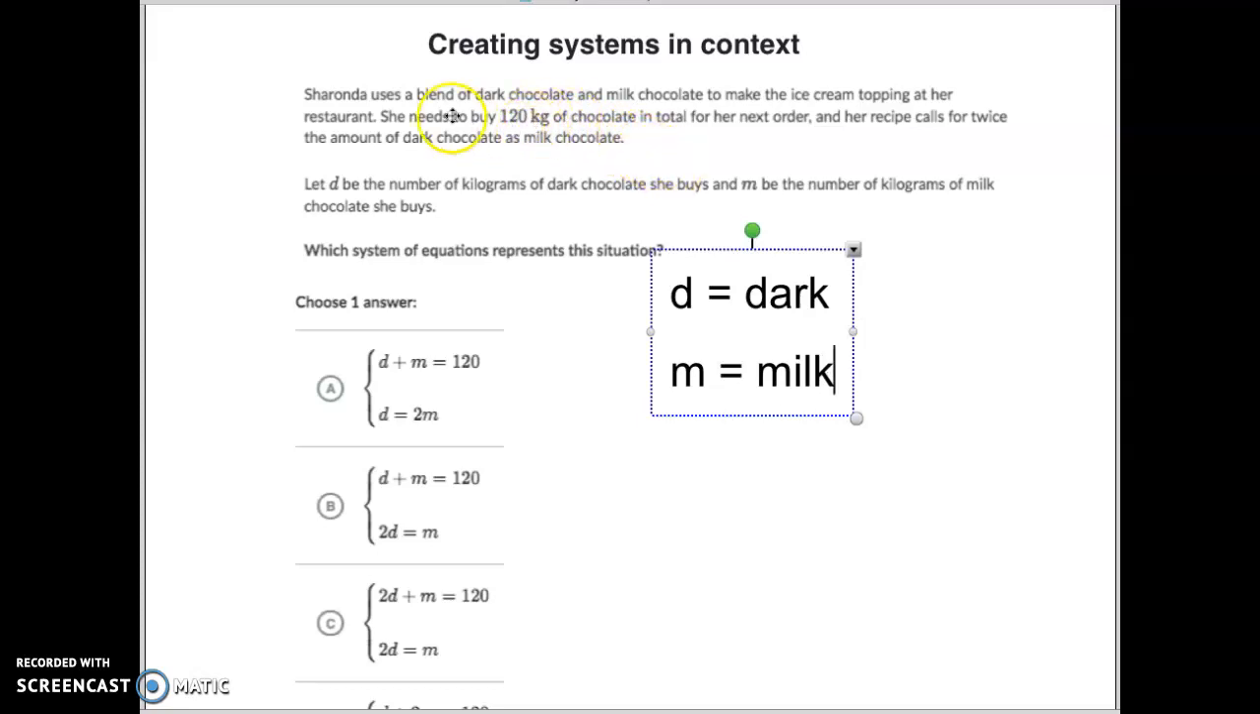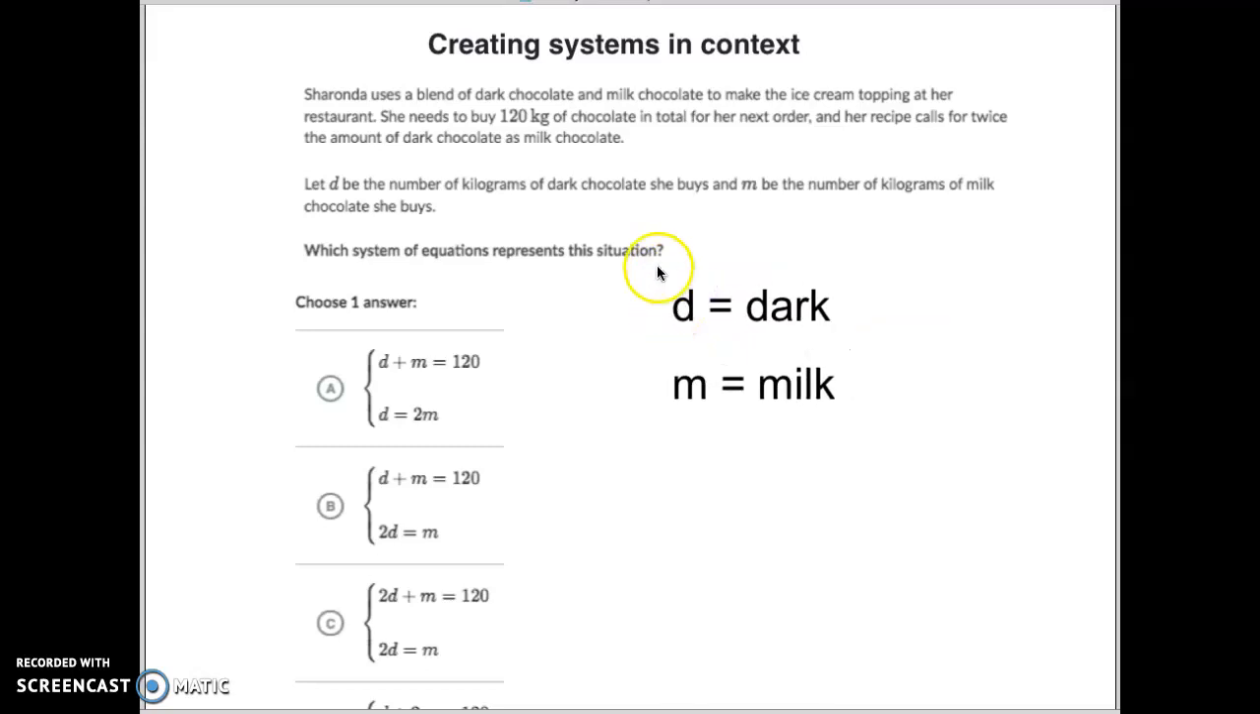So let's just stop right there for a second. She needs to buy 120 kilograms of chocolate. Well, you know that some of that chocolate is going to be dark chocolate, and some is going to be milk chocolate. So if she's going to buy 120 kilograms altogether, if I take all my dark chocolate and add that to my milk chocolate, I'll get 120. So we know that this right here has to be one of the two equations.